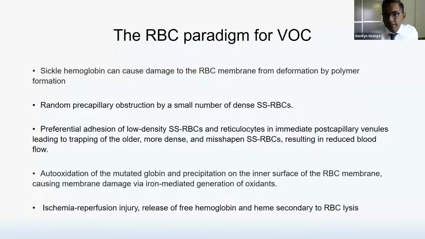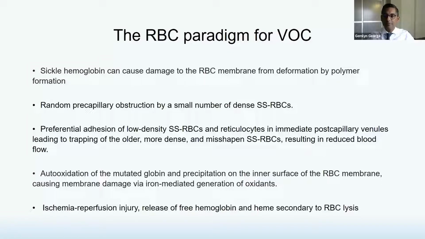So by the early 2000s, what I learned in medical school, and I'm sure most people learned in school, was this whole RBC paradigm for vaso-occlusive crisis, which is that sickle hemoglobin can cause damage to the RBC membrane from deformation by polymer formation. You have this random precapillary obstruction by these really dense SS RBCs, or you'll have addition of low density SS RBCs and reticulocytes in the postcapillary area, resulting in blockage of blood flow and essentially a traffic jam. And then there's damage to the red cell.